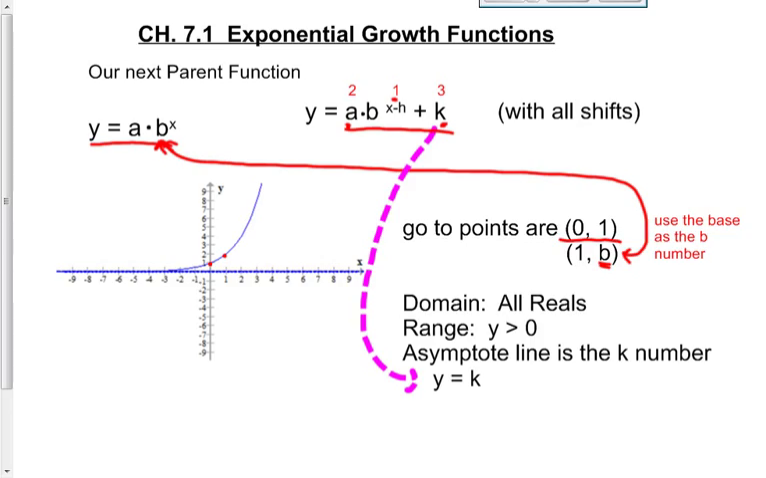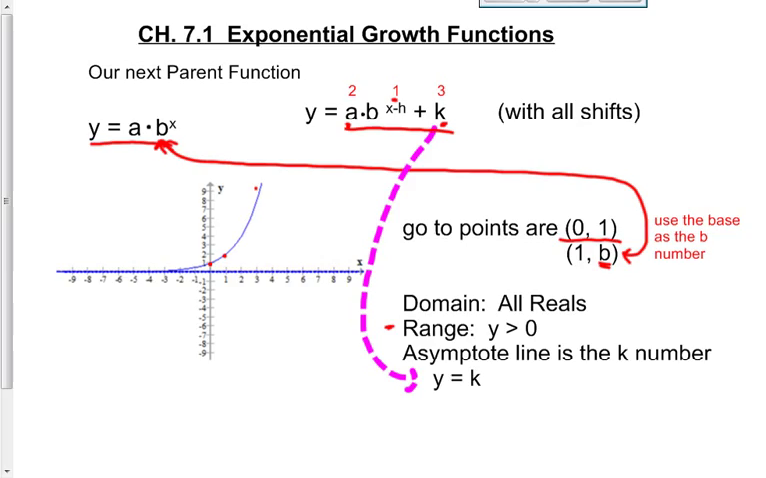Domain for the exponential growth function is all real numbers. Eventually, if you follow this blue curve right here, you will pick up every single x value. It's the range that has limitations. When you look at the parent function, the range is only above the x-axis, which means that your range is going to be all values greater than 0, not greater than or equal to. It is not going to touch this bottom line down here. It's going to get extremely close.